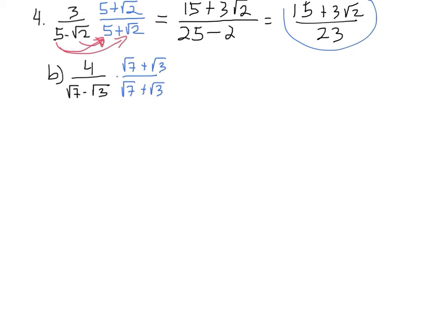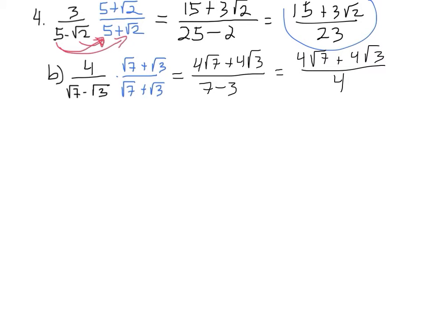Part B, we're going to do the same thing, multiply by the conjugate. So 4 times root 7 is 4 root 7, plus 4 root 3, divided by root 7 times root 7, which is going to be 7. Root 3 times root 3 is going to be 3. So now we have 4 root 7 plus 4 root 3 all over 4. And then you'll note that I can divide 4 out of each term, and I end up with just root 7 plus root 3.